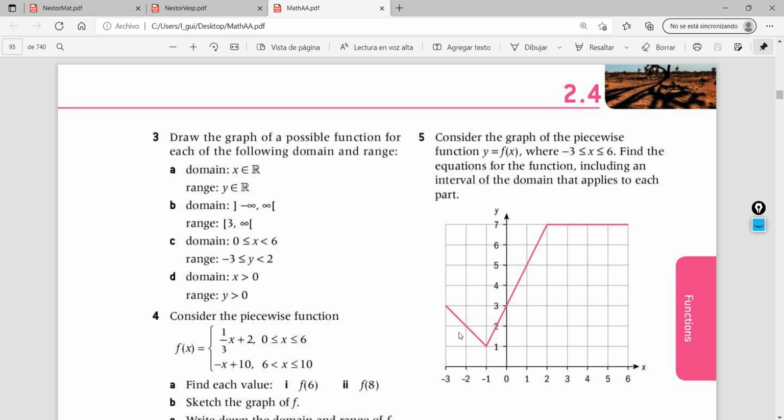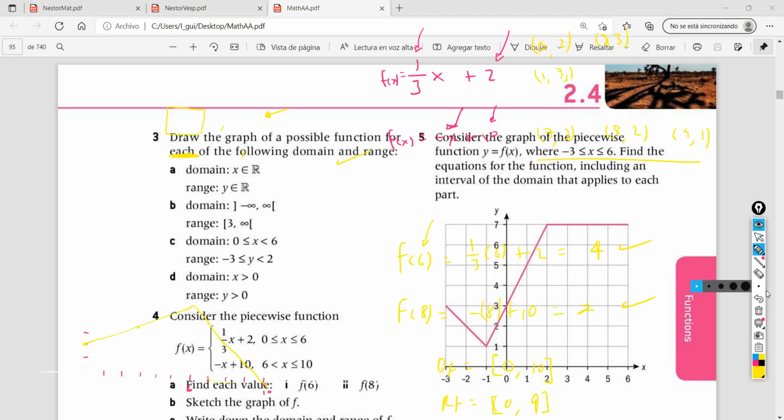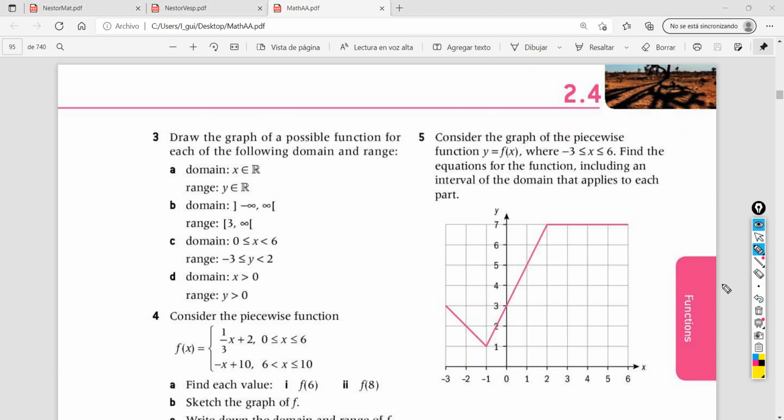You should know. We have already worked with the straight line, so you should know that if I wanted you to find the equation of this line, okay, we have three lines. We have this line, and this line. Let's call this line 1. Let's call this line 2. Let's call this line 3. Okay, line 1 goes from -3 to -1 only. Line 2 goes from -1 to 2, and line 3 goes from 2 to, no, to 6.